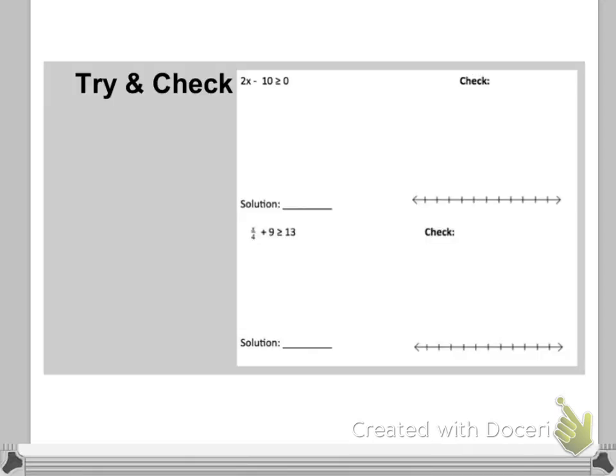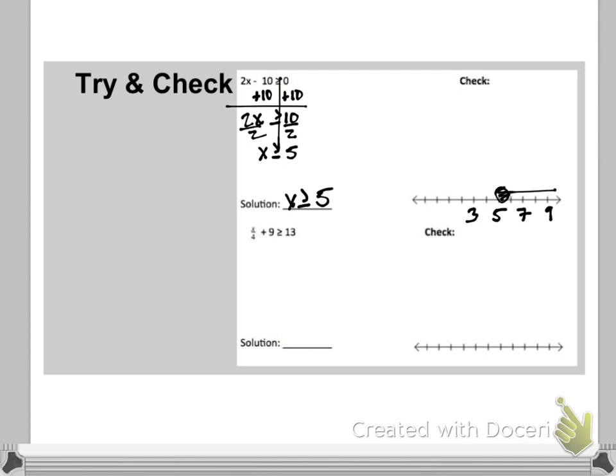For the next two examples, pause the video, do the work, then hit play and check your work. Go through these quickly. In order to isolate x, you're going to add 10 to both sides. 2x is greater than or equal to 10, divided by 2. X is greater than or equal to 5. 5 is your boundary point. Greater than or equal to means it's a closed circle, and x is greater, so you're going to talk about everything larger.